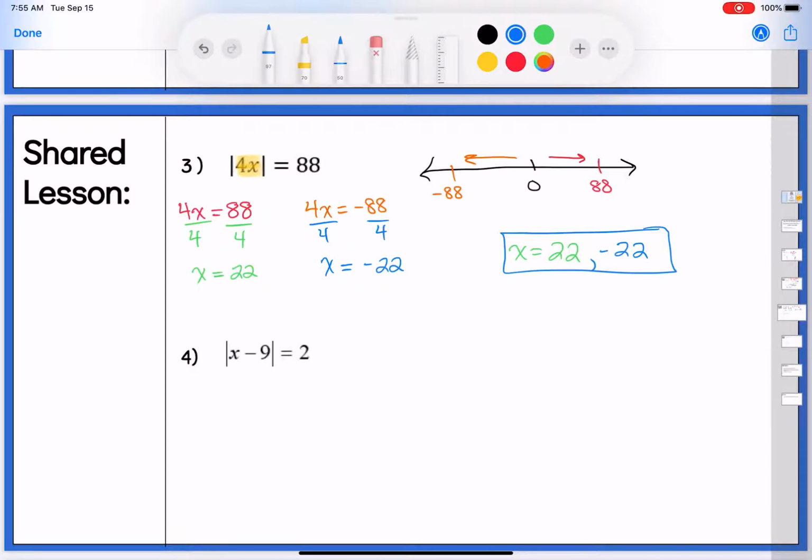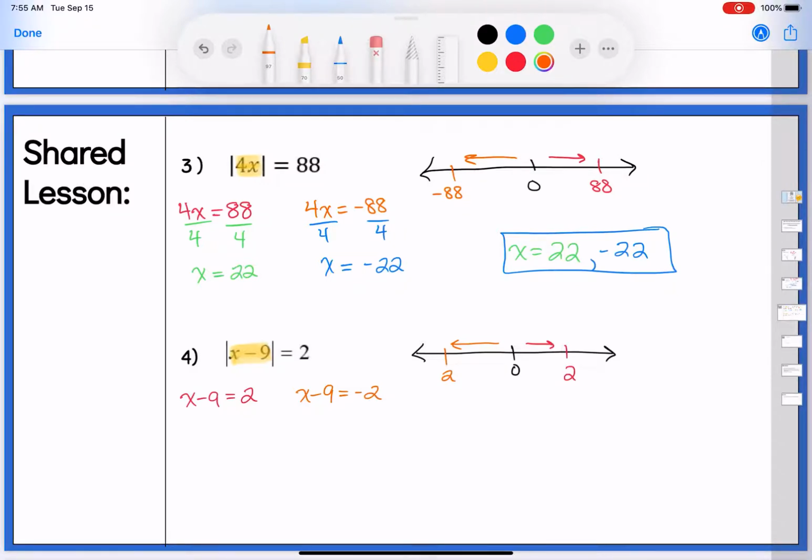So now on number 4, same idea. I have to think of this part that's inside my absolute value. Whatever that ends up being has to be 2 units away from 0. So here's 0. So that x minus 9 could be 2 units to the right of 0. So I could have x minus 9 equals positive 2. It has to be 2 units to the right, whatever I get for that x minus 9. But it could also be 2 units to the left of 0. So I could have x minus 9 equals negative 2.